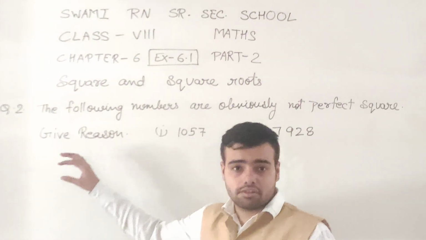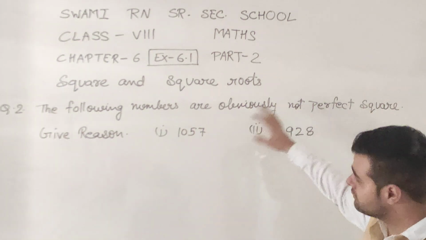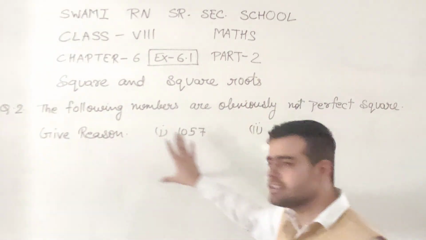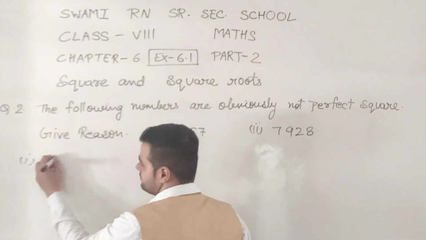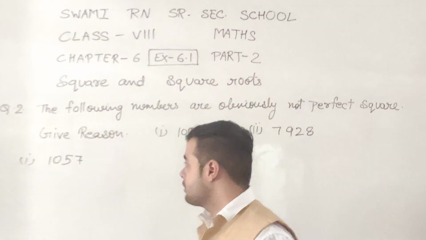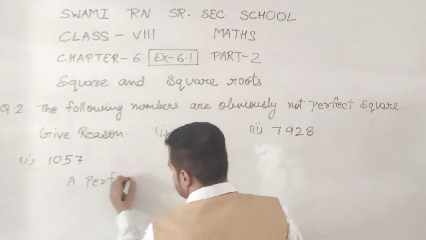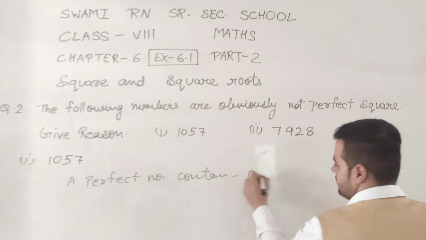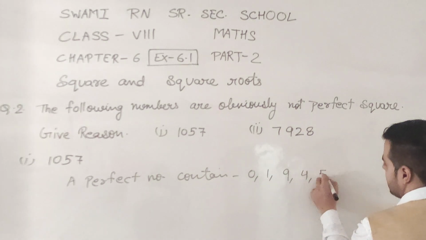Now we will discuss question number 2. The following numbers are obviously not perfect squares. It is given in the question that the numbers are not perfect squares. We have to give the reason why they are not perfect squares. Our first part is 1057. If we discuss the properties of squares, the first property is that a perfect square number contains only 0, 1, 9, 4, 5 and 6 at the unit place.